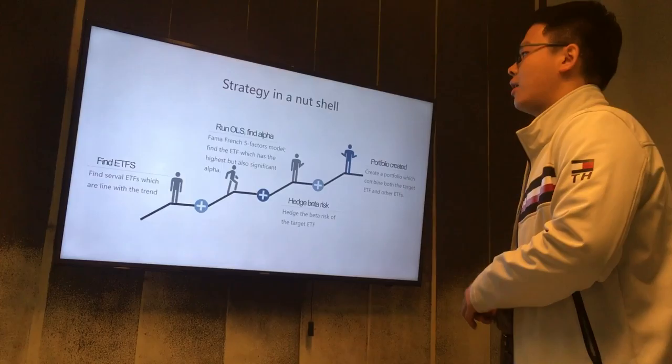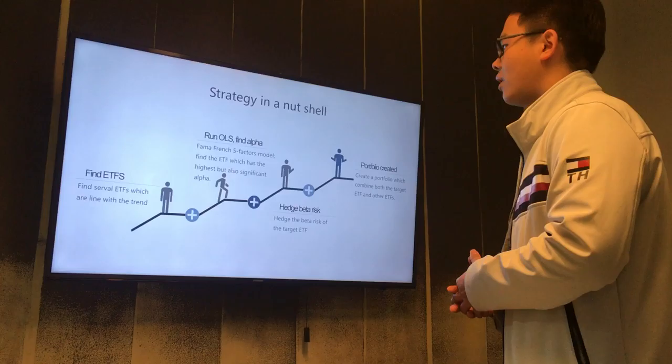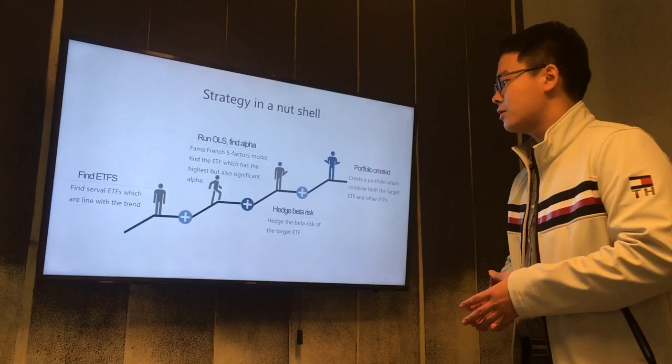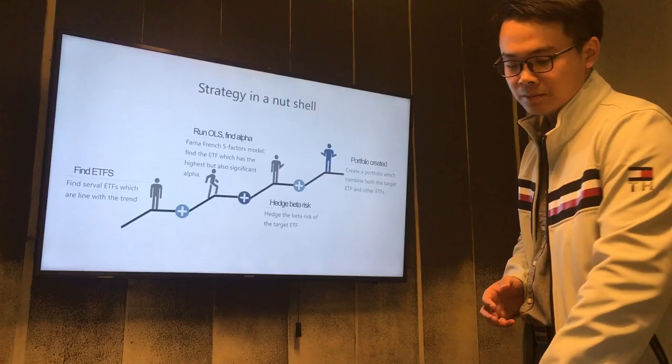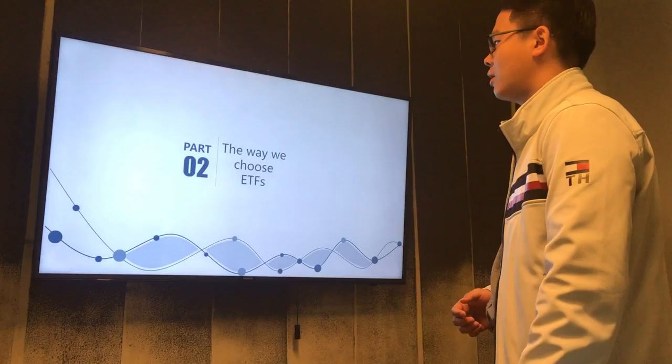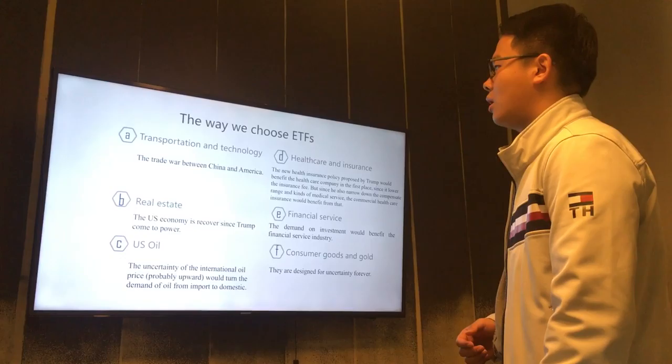First, we need to find several ETFs which align with the trend. The second step is to run OLS regressions and find alpha according to the Fama-French five factors model. The third step is to hedge the beta risks of the target ETF. And the last step is to create a portfolio which combines both the target ETF and other ETFs.